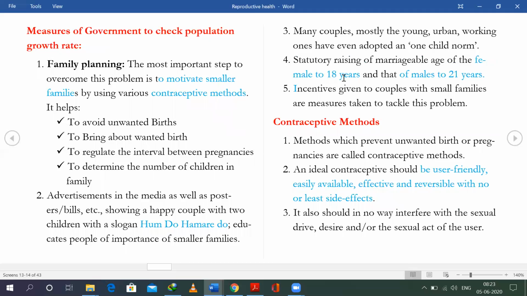So you need to remember this legal marriage age, right? Legal marriage age. And as well as this slogan by the Government of India, sometimes it can be asked, so please do remember this slogan as well.